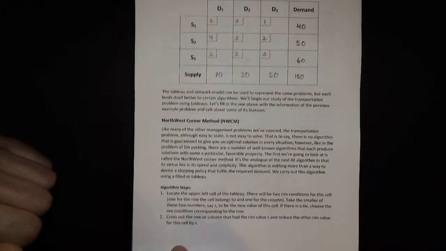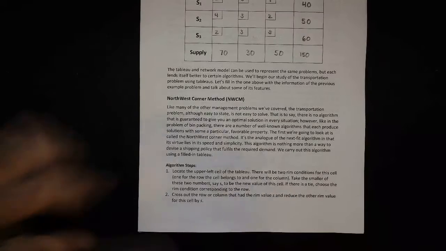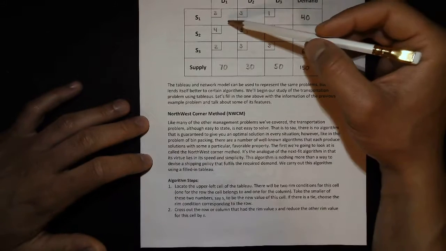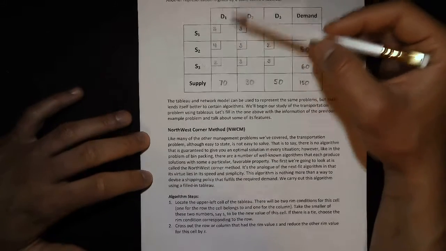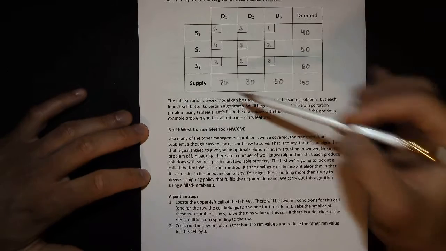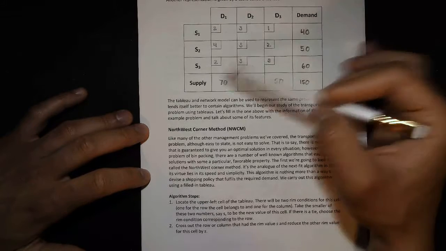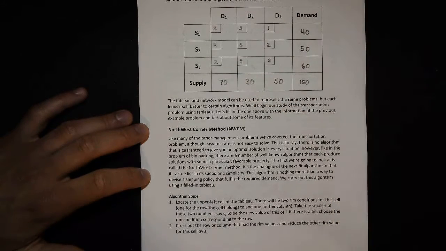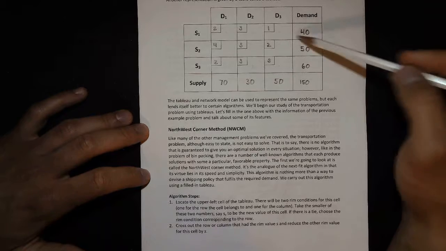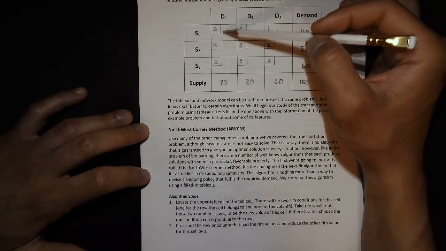Okay, so here are the steps of the algorithm. The first step is to locate the upper left cell of the tableau. So in this case, it's this cell. There'll be two rim conditions for this cell: one for the row, that would be this rim condition, and one for the column, that's this rim condition. We take the smaller of those two numbers, say S, so in this case, S is 40, to be the new value of the cell. So that's what would go here.